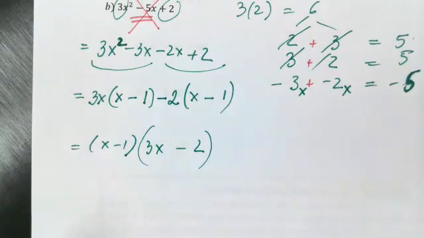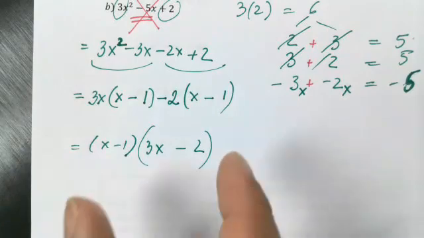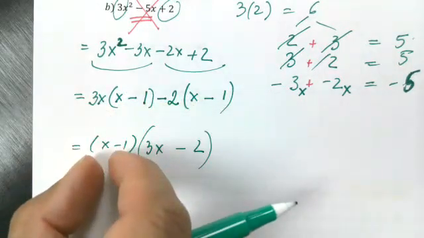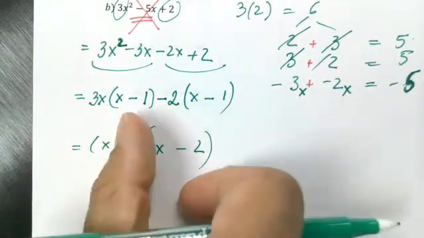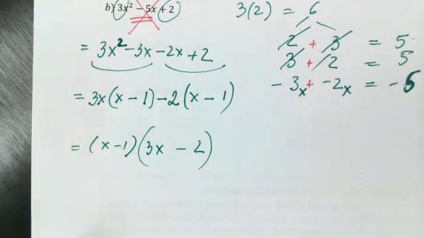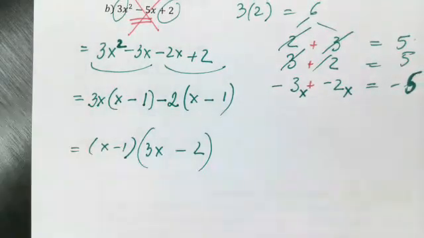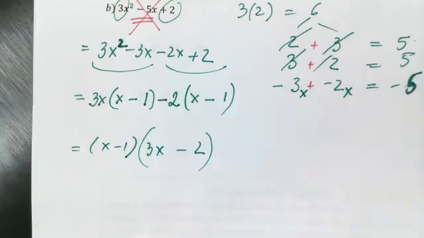No matter which bracket. No, it doesn't. But I would always start with the factor first. But in the end, it doesn't matter if you have them backwards. You can start with 3x minus 2 and x times x minus 1. It's fine by me.